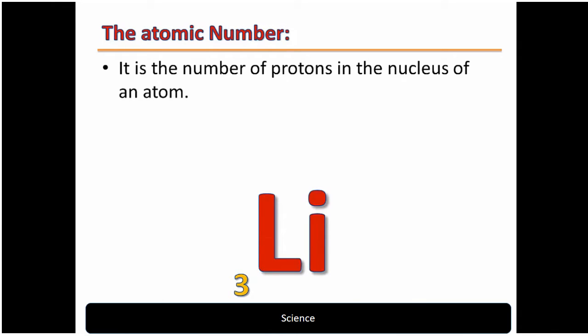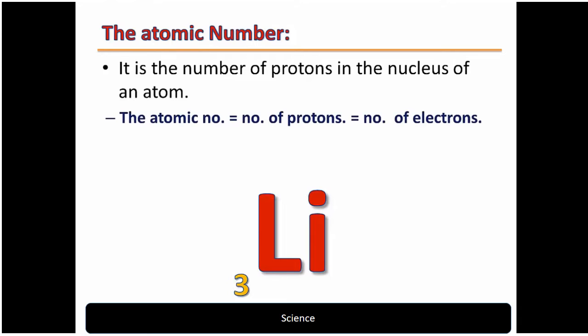Atomic number. We will write a small number at the lower left corner of the symbol. This number will be called atomic number. What's meant by atomic number? Atomic number is the number of protons in the nucleus of the atom.